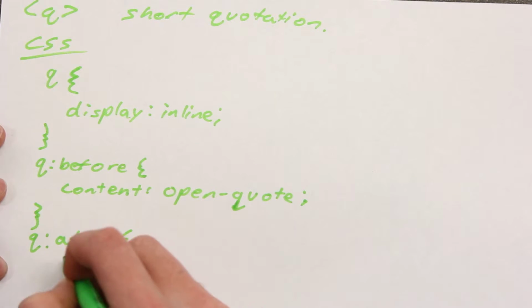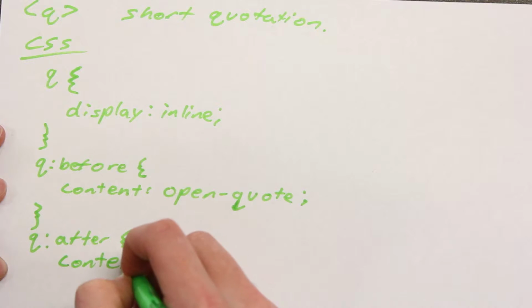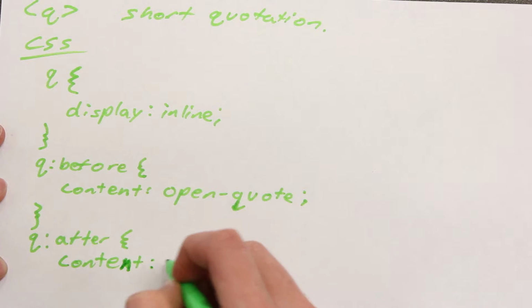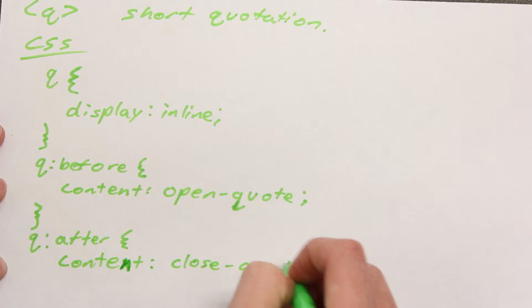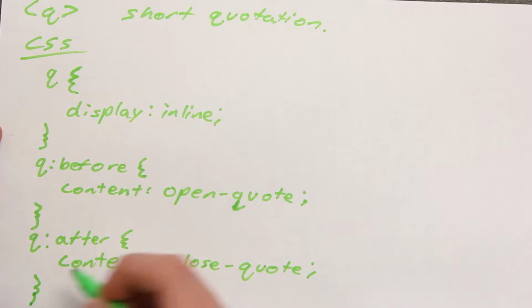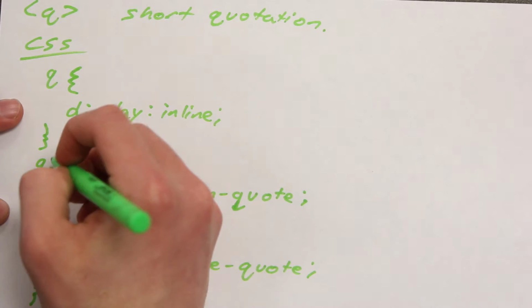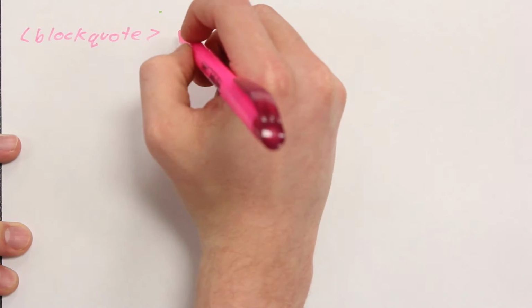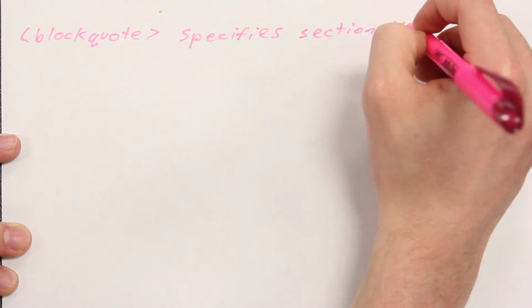You use the Q and then you do the after selector, which will be Q double colon after. And then you set the content to close-quote, and that will put a close quote at the end of the quote.